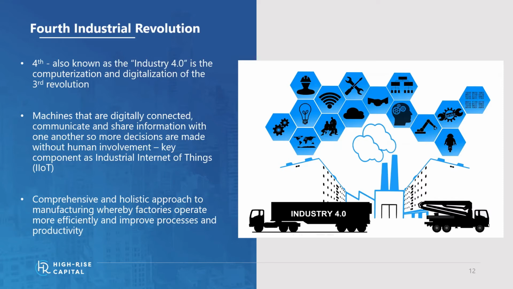And so these types of devices also can happen in terms of the connectedness, I should say, in the industrial world and industrial processes. And so the industrial Internet of Things is a key component to this Industry 4.0. And so it's a comprehensive and holistic approach to manufacturing, whereby factories operate more efficiently and improve their processes and also productivity.